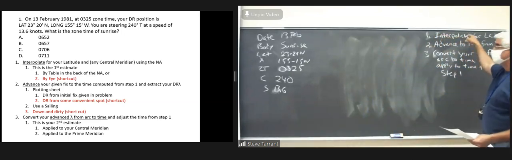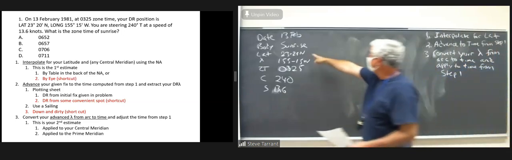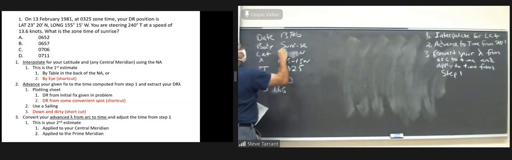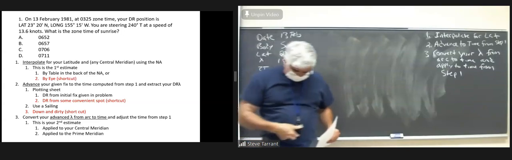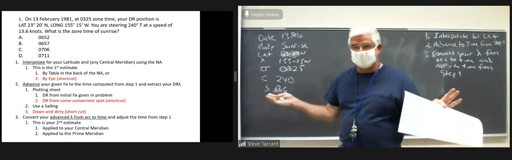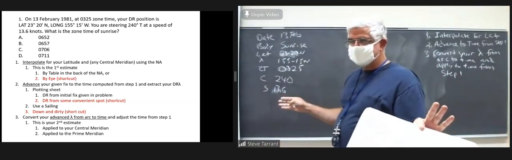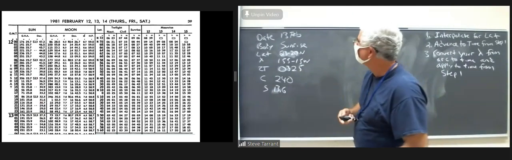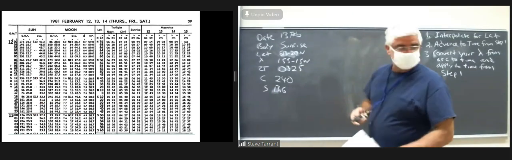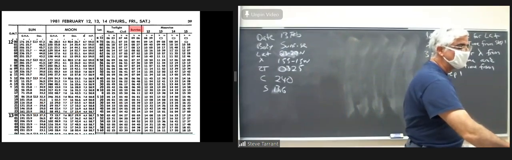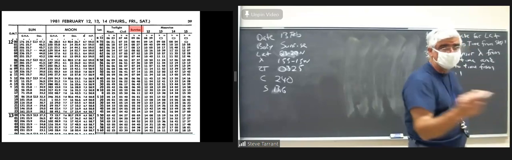We're going to do step 1, interpolate for latitude. My latitude is 2320. Okay? So now we've got to go into the book and do our first estimate. We're going to find out what time is sunrise on every central meridian at 2320. So we go to the good book, and here's the good book. We go to February 13.